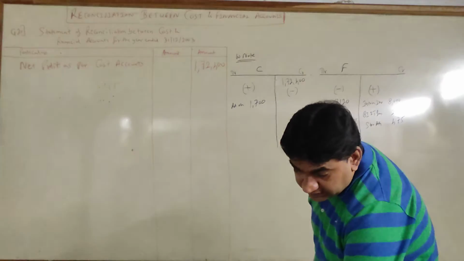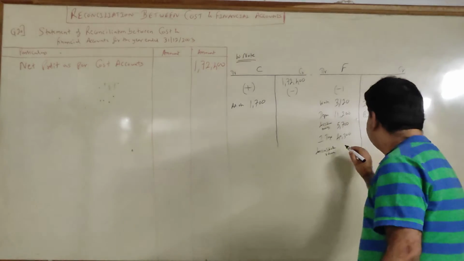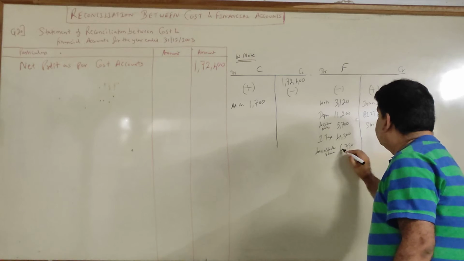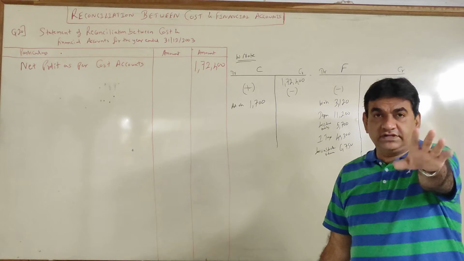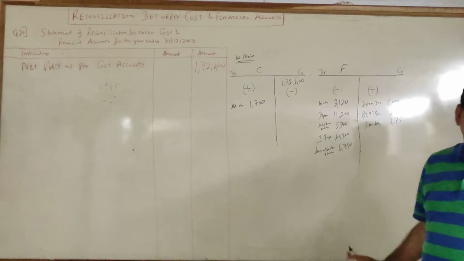How much is it? 6750. See, these short forms are just for your understanding. You can write it in your own words. There is no fixed format. This is just for your understanding.